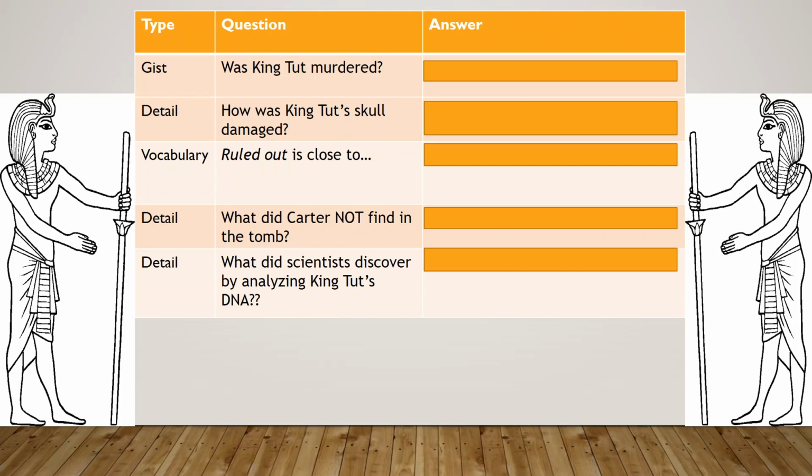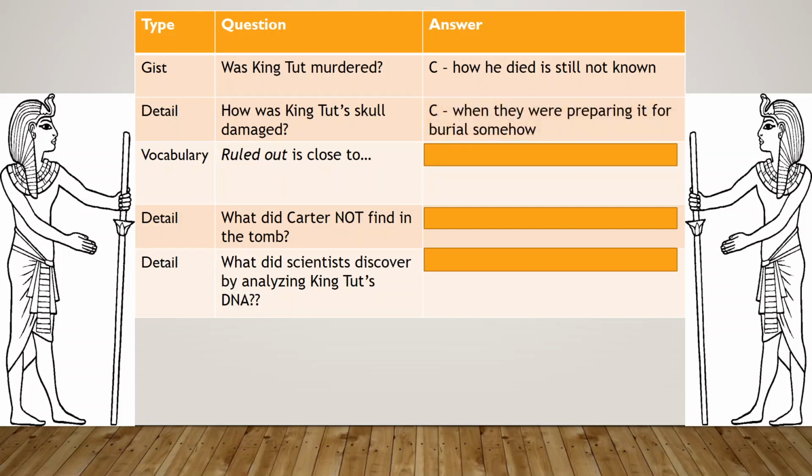The reading comprehension questions. The gist question: was King Tut murdered? The answer is, how he died is still not known. C. Detail question: how was King Tut's skull damaged? The answer is also C. When they were preparing it for burial somehow. Oh dear, somebody made a mistake.